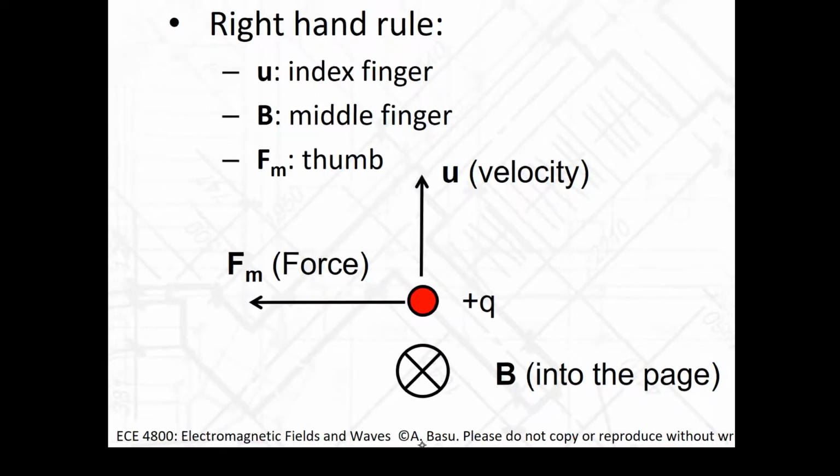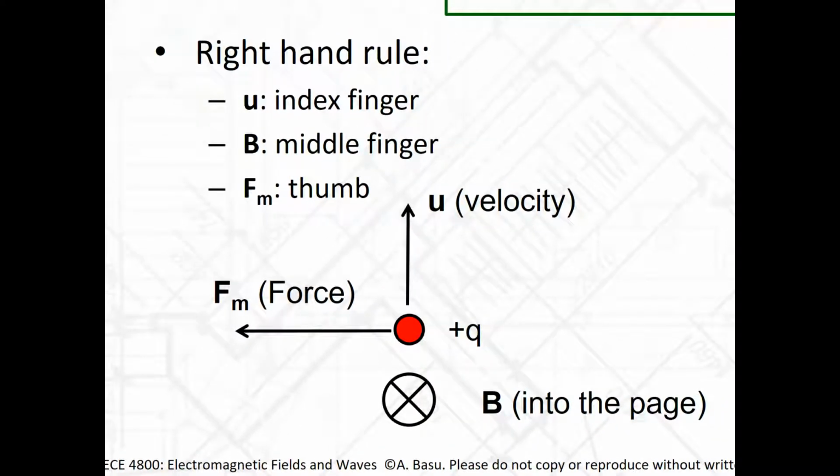So the way that we calculate the force, or the way that we represent the force, is we use the right-hand rule to get the orientation proper. So imagine that we have a charge Q, and that Q is that red circle here. All right, and there's a positive charge there. It's moving at a velocity u. Okay, that's denoted by this vector u.